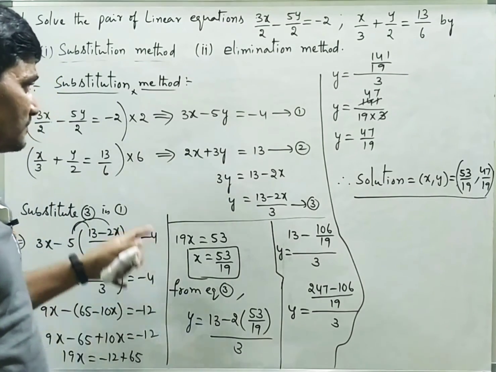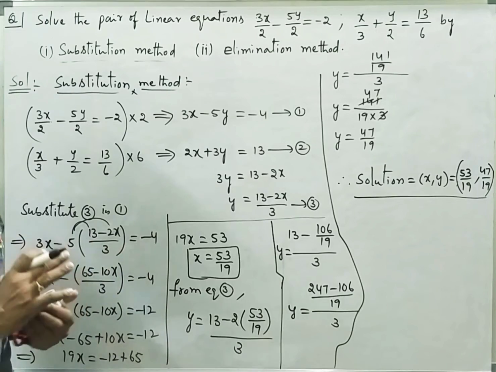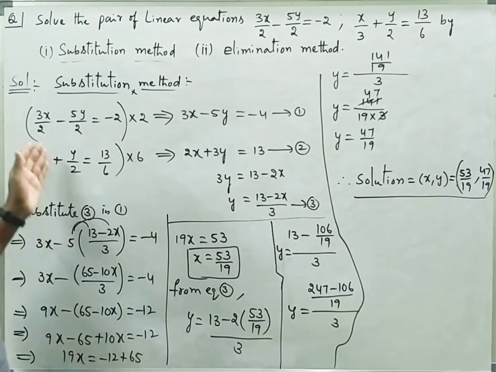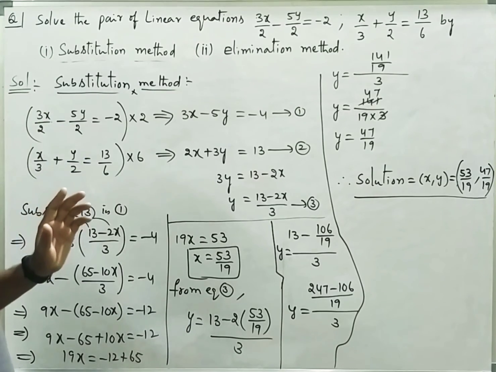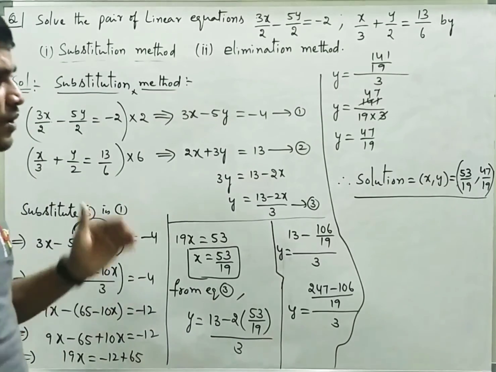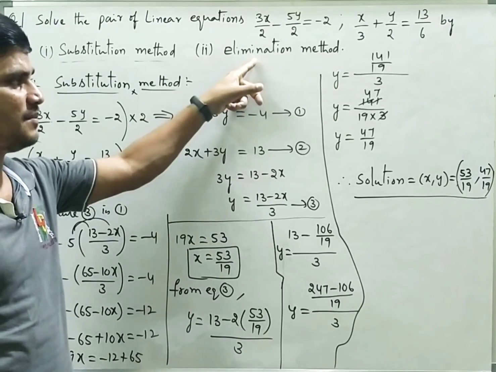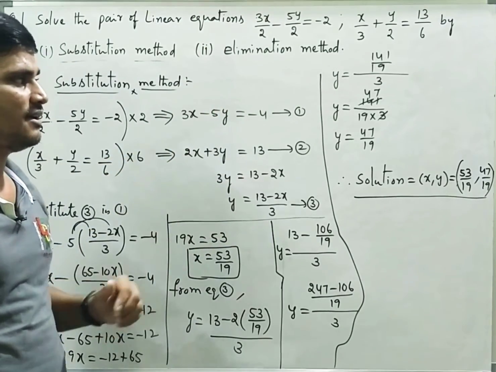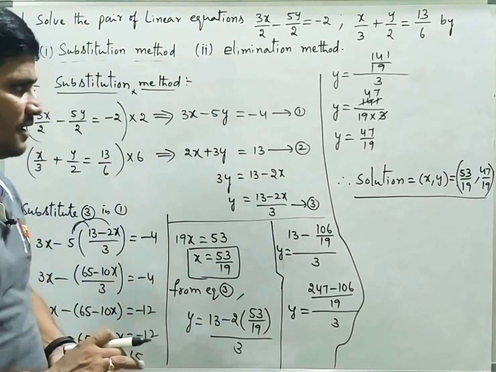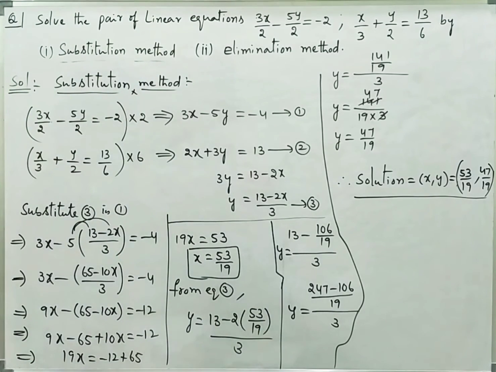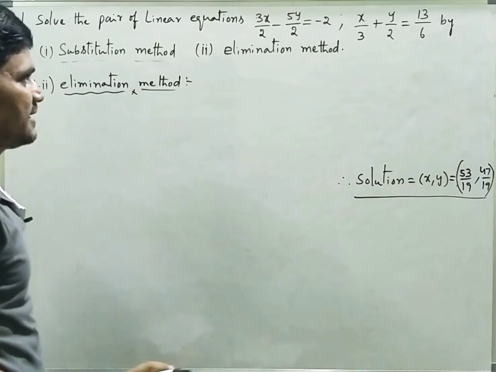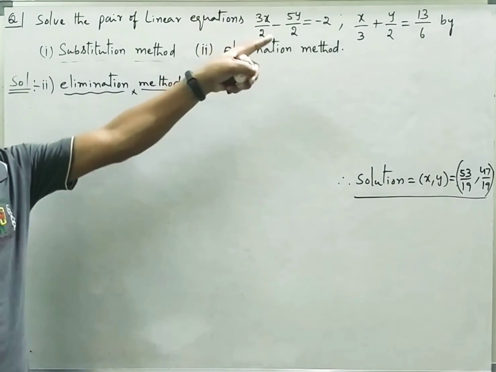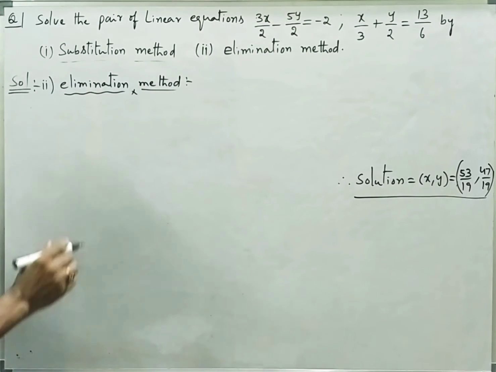Sometimes the substitution method also becomes very difficult when you have such rational coefficients, that too in fractional values. So why is it easy? More often we use the elimination method. You can easily understand in the next phase, that is in the second method. Now let us see how to solve this pair of linear equations by the elimination method.